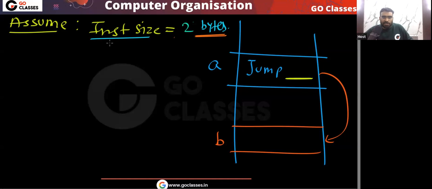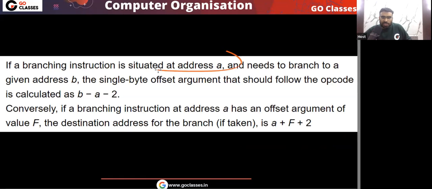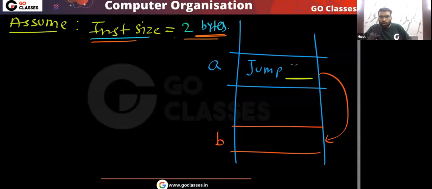So tell me, if instruction size is 2 bytes, and the branching instruction is situated at address A, and you want to jump to address B, then what should the offset be? What offset should I put here? This is my question to you. Very simple. You don't have to learn it by heart. Just do this. If you fetch it, just do this.